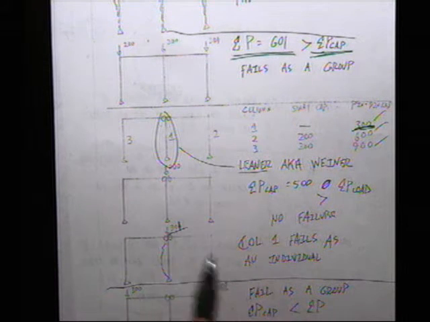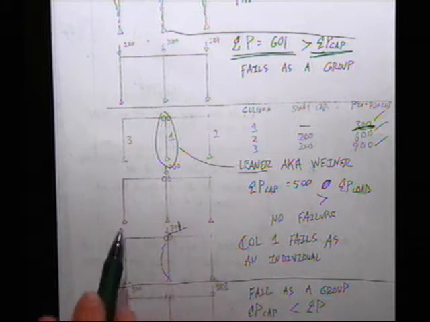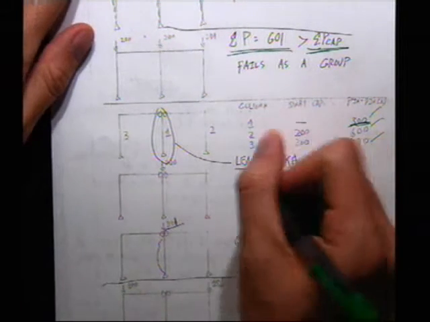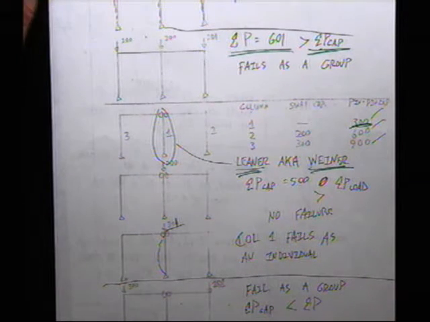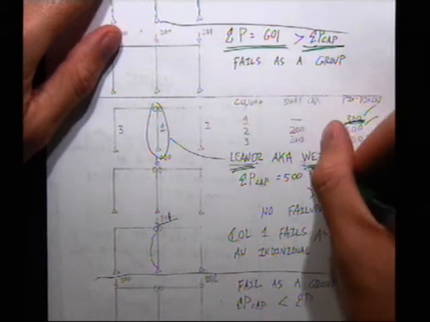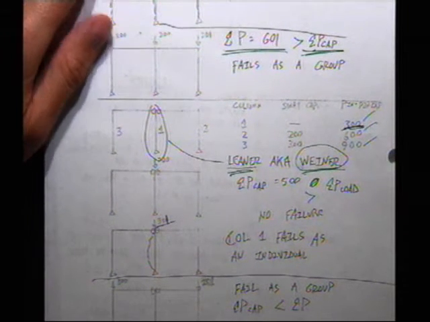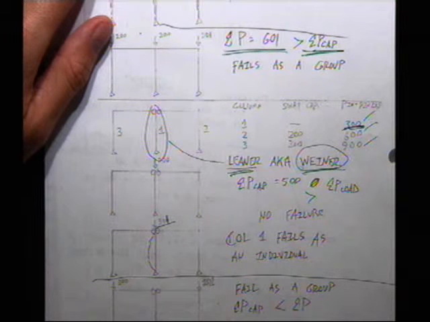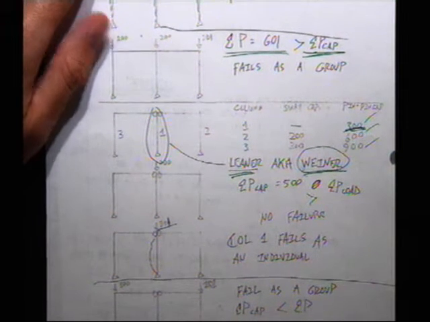And that's why we call these pin-pin columns, a pin at the top and a pin at the bottom in a sway frame, leaner columns or wiener columns. For people that do not understand what I'm saying here, wieners do not have a lot of capacity, right? People that are wieners, you wiener, you can't do much, right?